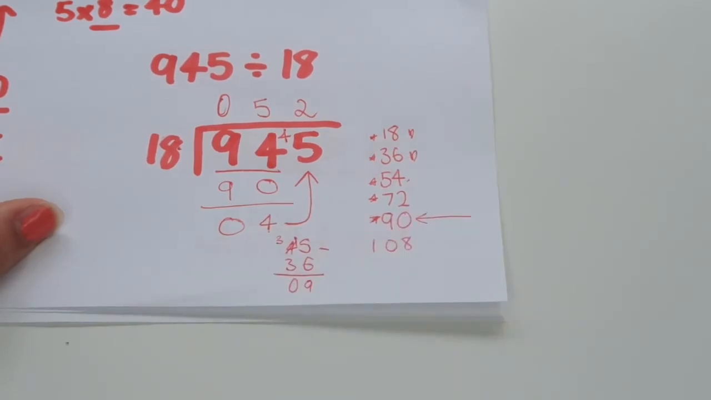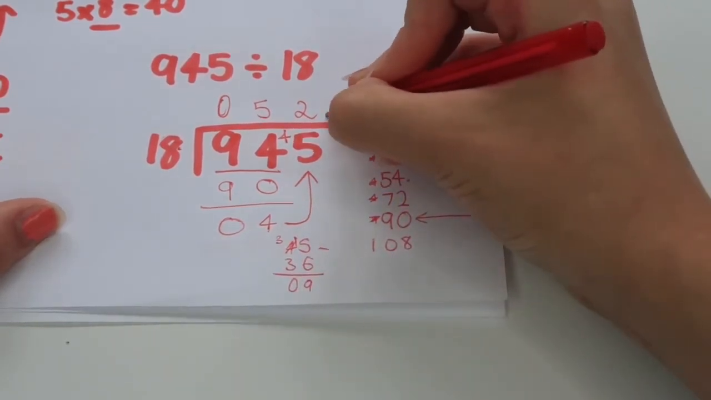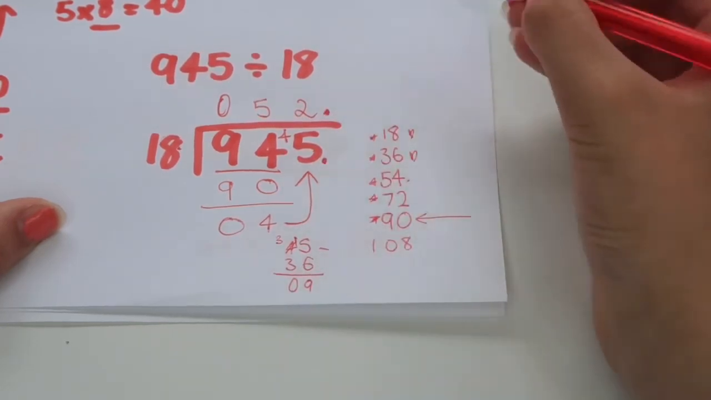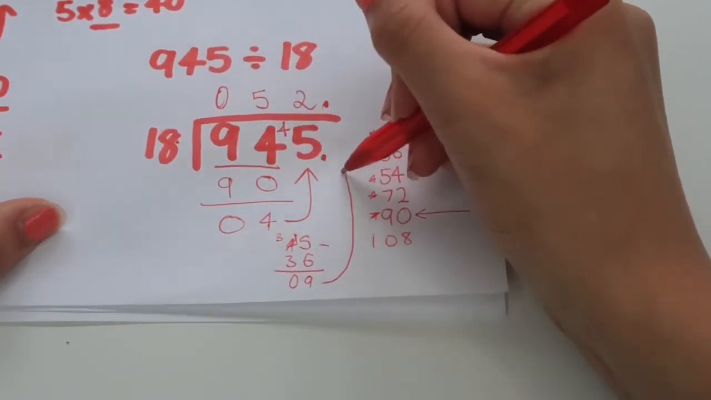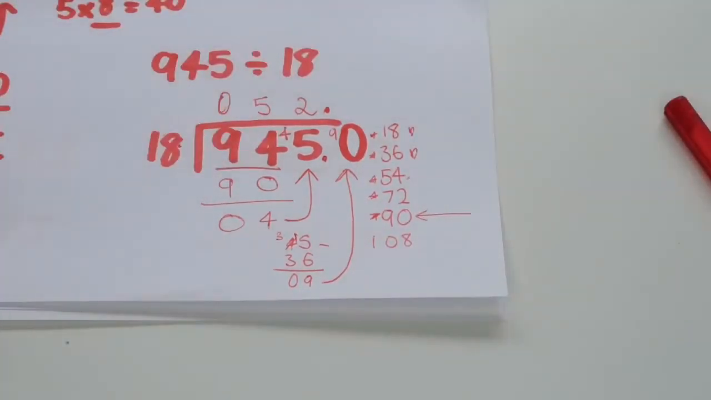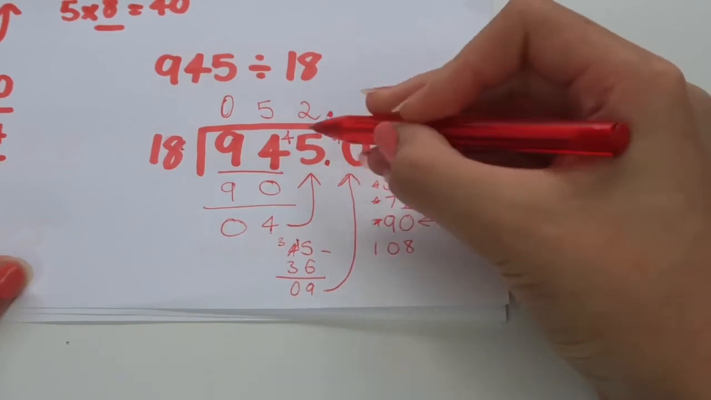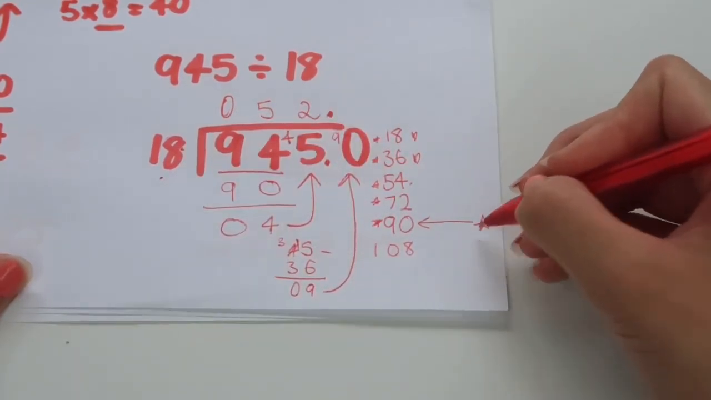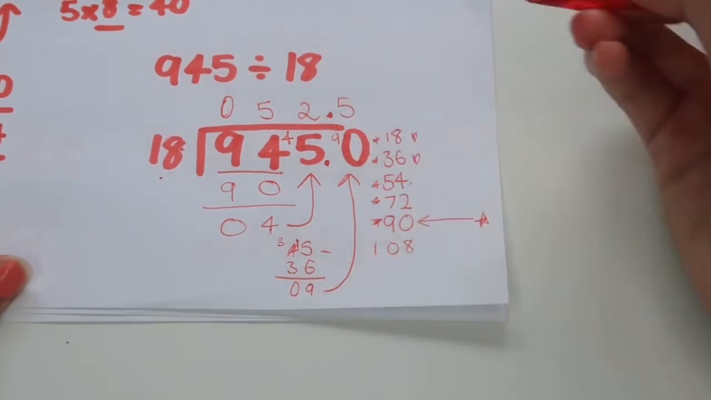So now what we do is we put a decimal place on the answer and on the number inside the box. We carry up the 9 like we do any ordinary time, and we add a 0 as there isn't anything there. This now becomes 90. We can see that 18 fits into 90 5 times, so the answer is 52.5.